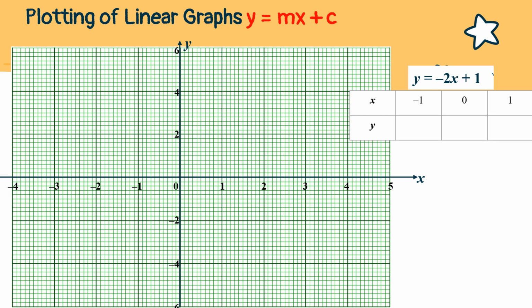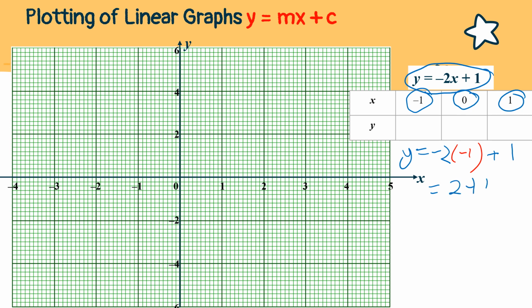For this next linear graph, we have y equals negative 2x plus 1. We have chosen the x coordinates of negative 1, 0, and 1. Again, it can be any point on the x-axis, and we have chosen these 3 values. So y is equals to negative 2 multiplied by negative 1. So we replace the x with a negative 1, and we'll copy the plus 1 over. That will give us 2 plus 1 equals 3. So the first y coordinate is 3.